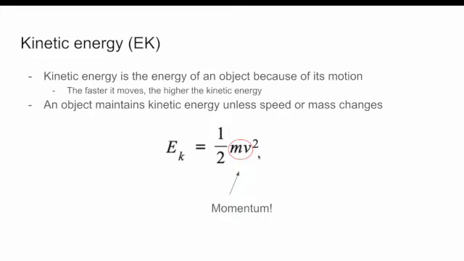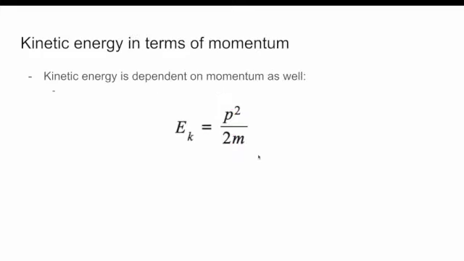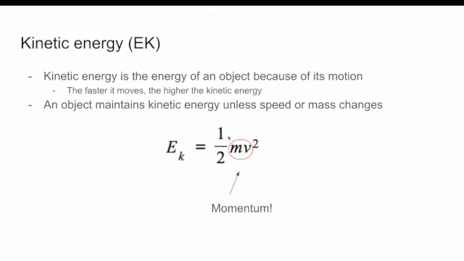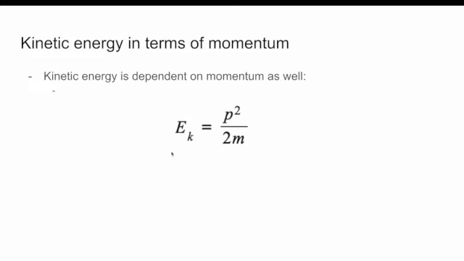Now, how can we write this in a more accessible format? Well, kinetic energy depends on momentum as well. So if we write it as p squared by 2m, this is equivalent to saying kinetic energy is a half mv squared. So this is another form that you can write kinetic energy in terms of momentum.